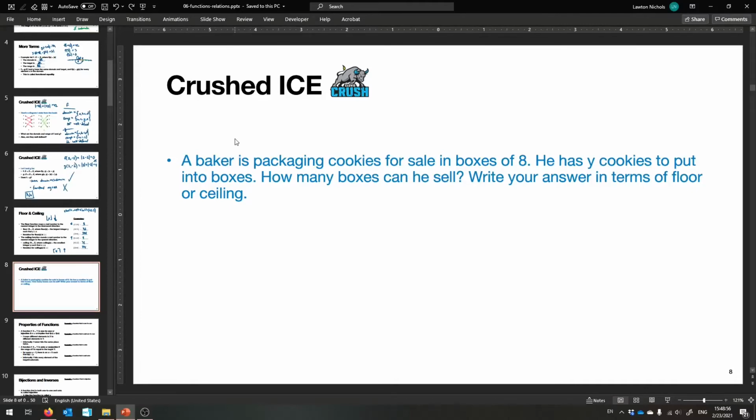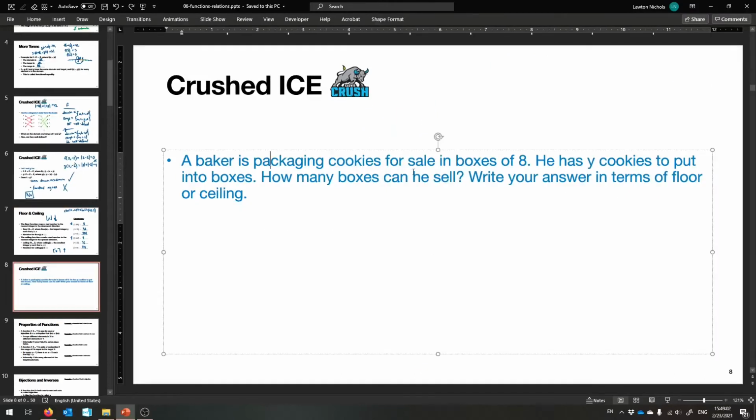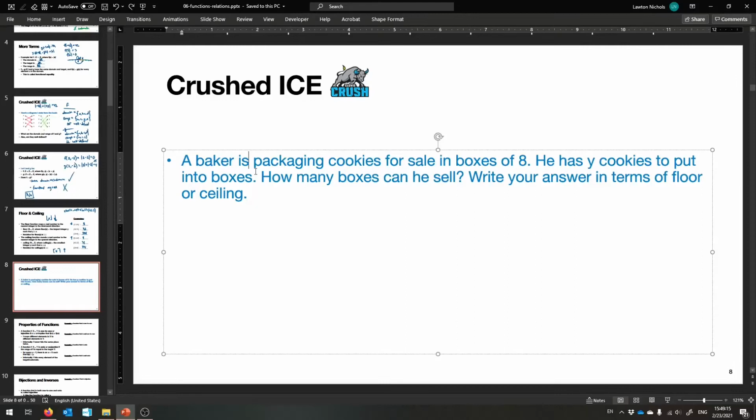So here is a question for you. Because it's after this slide, you might need to use this. Let's talk about it and then have you answer it. A baker is packaging goods for sale in boxes of 8. He has Y cookies. We don't know how many, but it's a number. It's an integer, we would hope. Actually, it would be a natural number, we would hope, right? To put in the boxes. And how many boxes can he possibly sell? We don't know how many cookies he has, but we want to figure out how many boxes of 8 cookies he could possibly sell with Y cookies total. I want you to write your answer in terms of floor or ceiling.